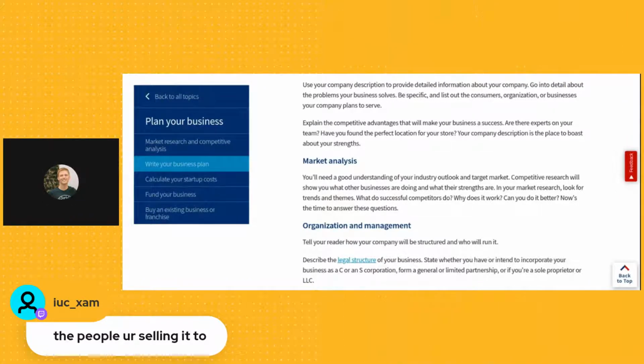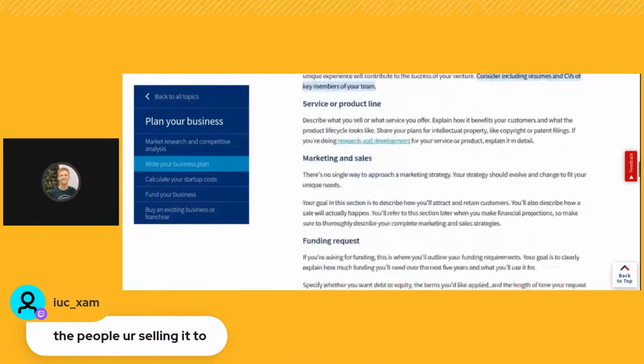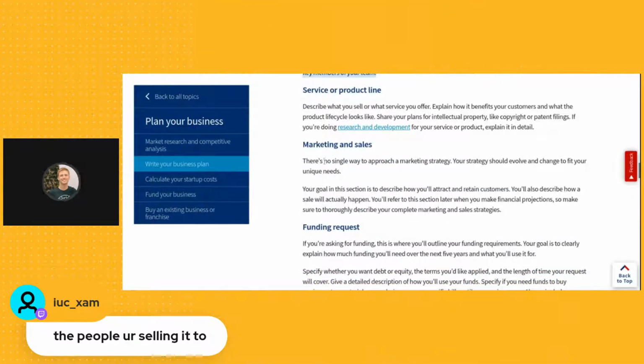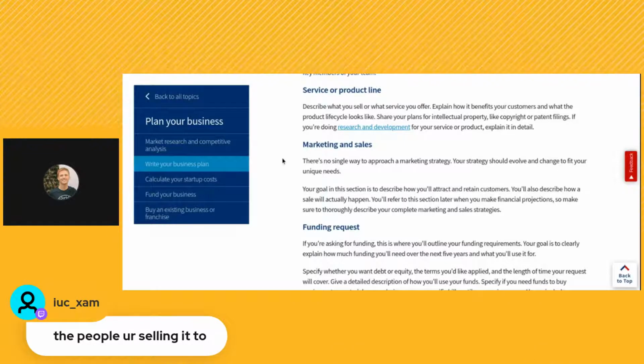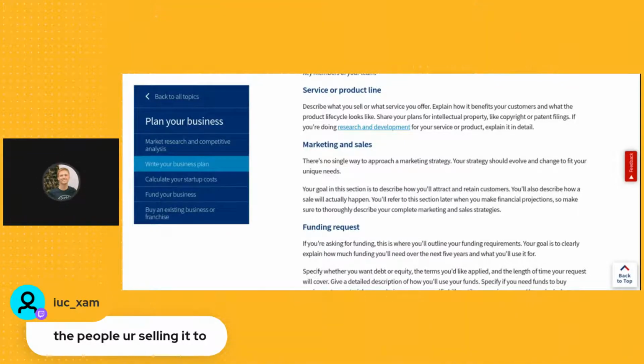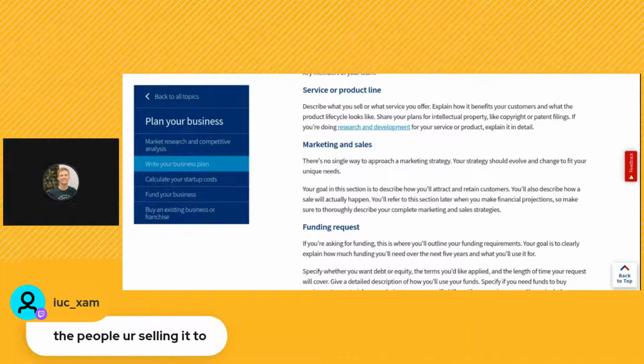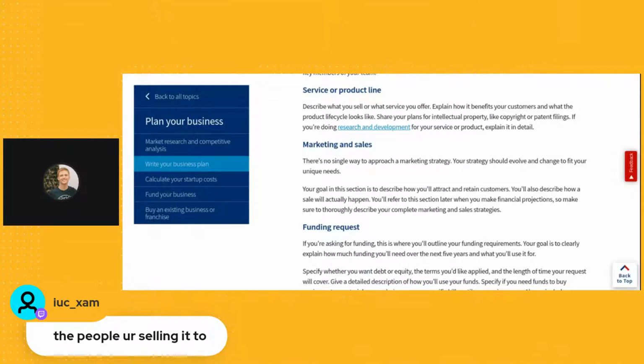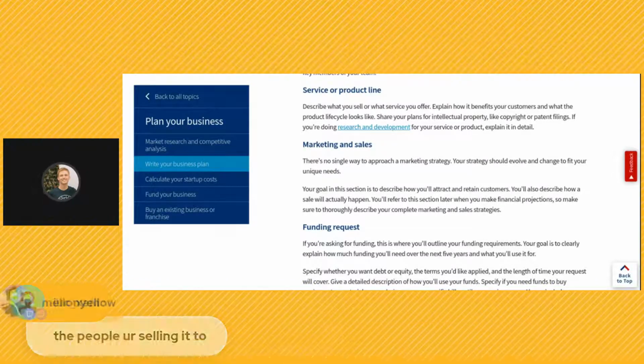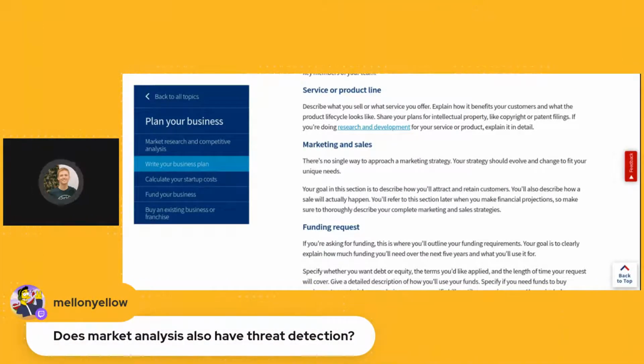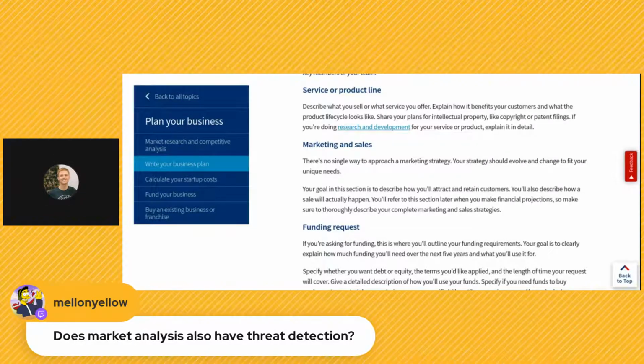Okay. Let's move on to the next section. So the next section is a service or product line. So this is sort of getting at the core of what your business is offering. Oh, someone says, does market analysis also have threat detection?